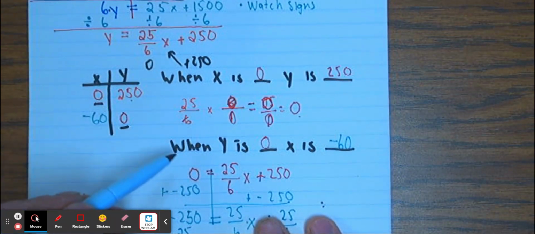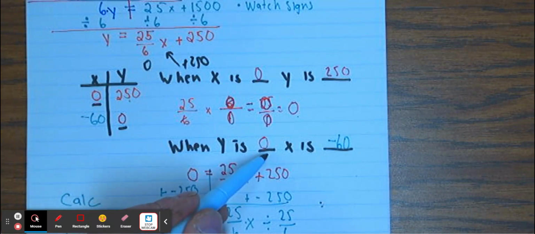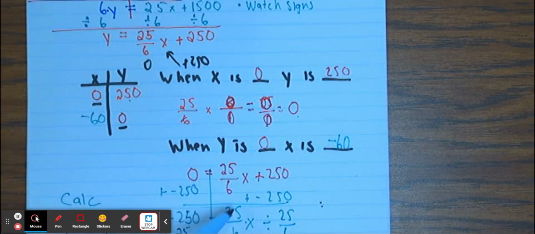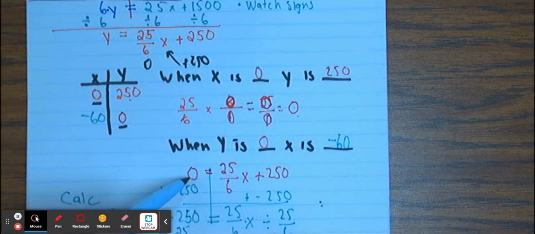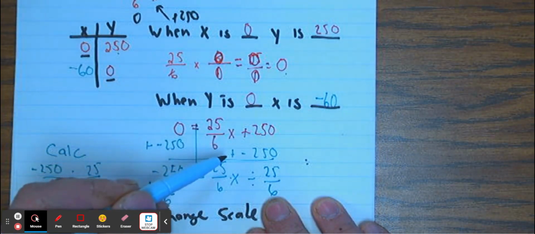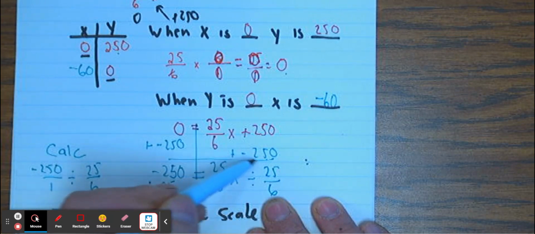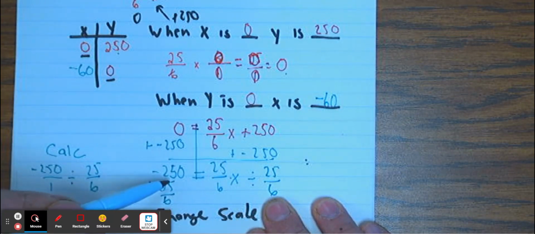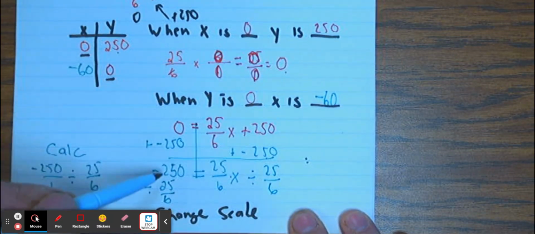All right, then I'm going to do the same thing. When y is 0, I'm going to try to solve for that. So I have to come down here, substitute in 0, and you can see how I move things around. I want to get x by itself now. So I subtracted, or added negative 250. This is what I was confusing with up above.